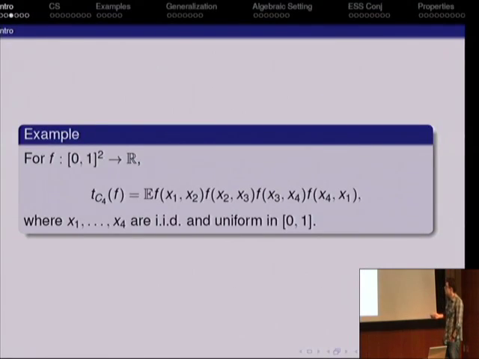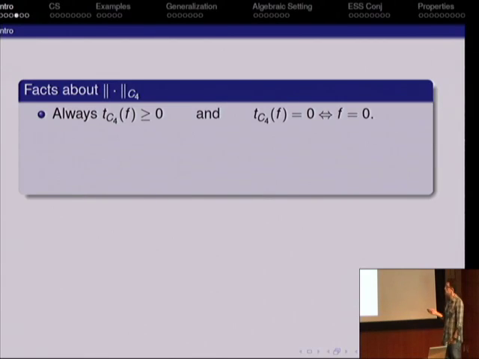So an important example is the C4 one. I just wrote the formula. If you look at the indices, they form the C4 cycle. So we are interested in these kinds of products. There's an underlying graph structure here. Now, the C4 has some interesting properties. First of all, it's always non-negative. It's not so hard to see. You can write it as the expected value of the square of another expected value, so it can never be negative. And another interesting property is that the only function that makes it 0 is the 0 function.